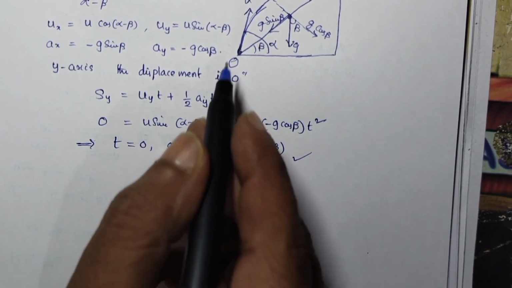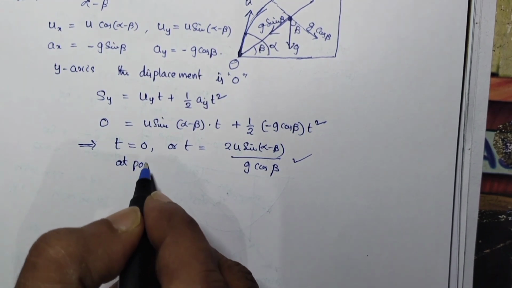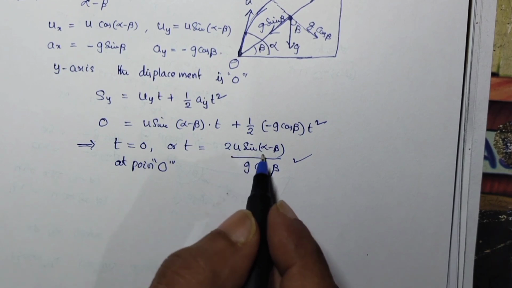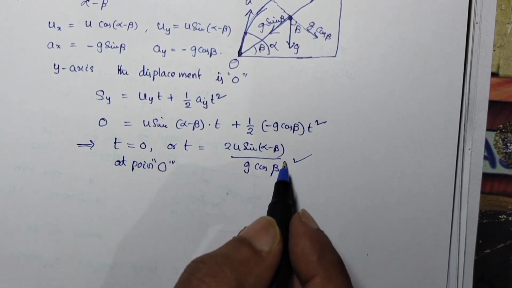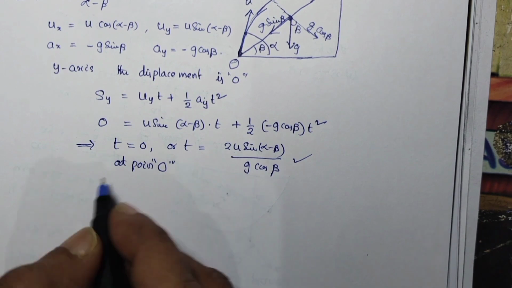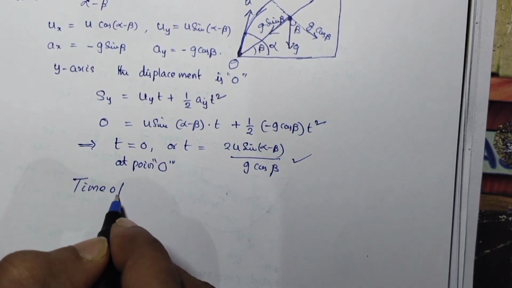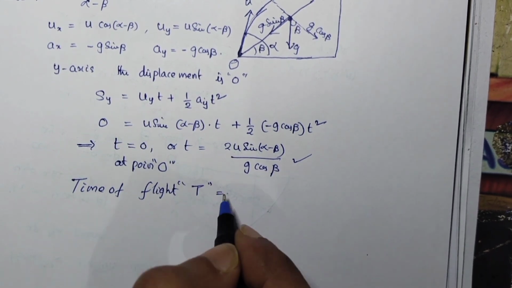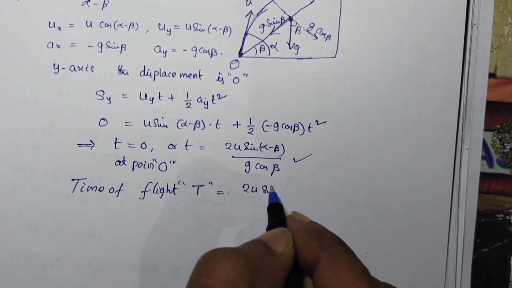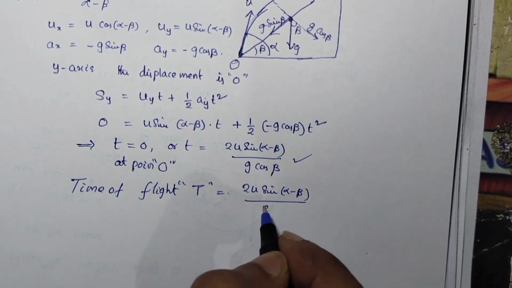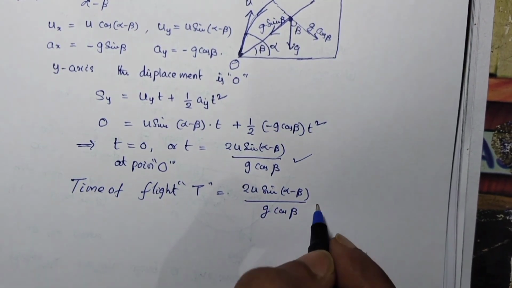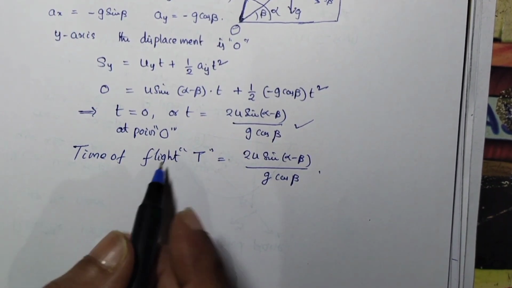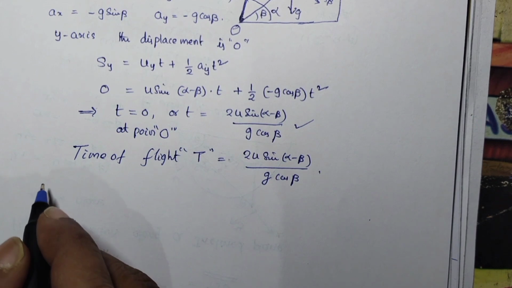So at time t equal to 0 the particle is at point O, and the other time is t equal to 2u sin(alpha minus beta) by g cos beta. This will be the time of flight, capital T is equal to 2u sin(alpha minus beta) by g cos beta. Okay, now let us go to find the range.